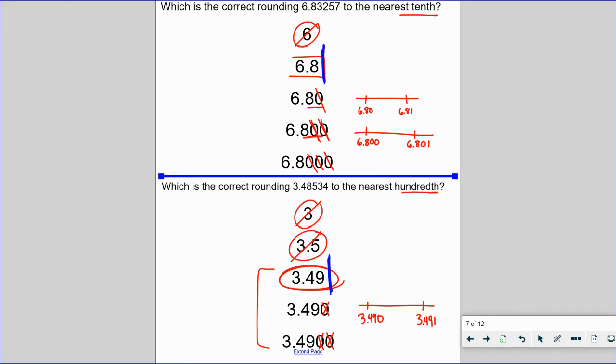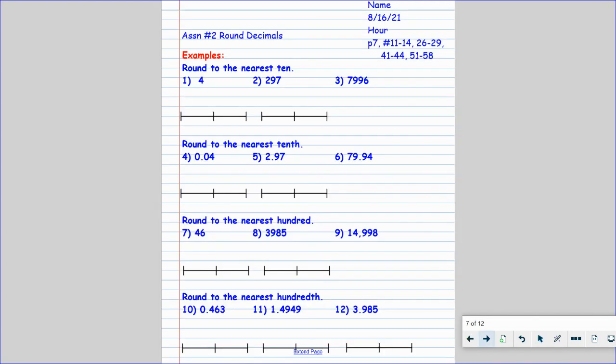All right, folks, that's what I got. You may continue on with your assignment now, whatever date you have. Carry on with problem page 7, numbers 11 to 14, 26 to 29, 41 to 44, 51 to 58.